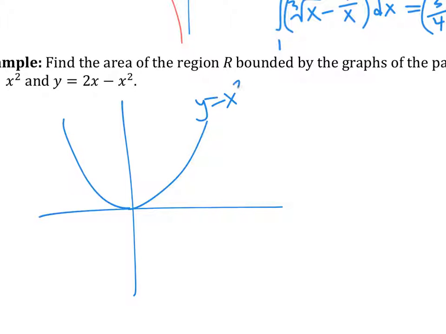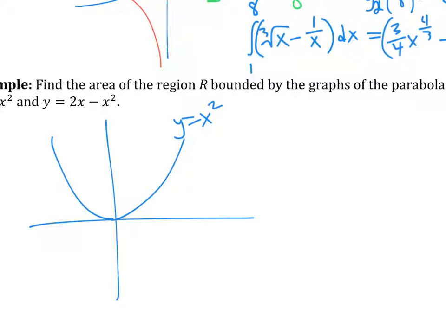Y equals x squared, right? You can do that. The second one, y equals 2x minus x squared. We don't know what that parabola looks like, so we're going to complete the square. We're going to switch the order.